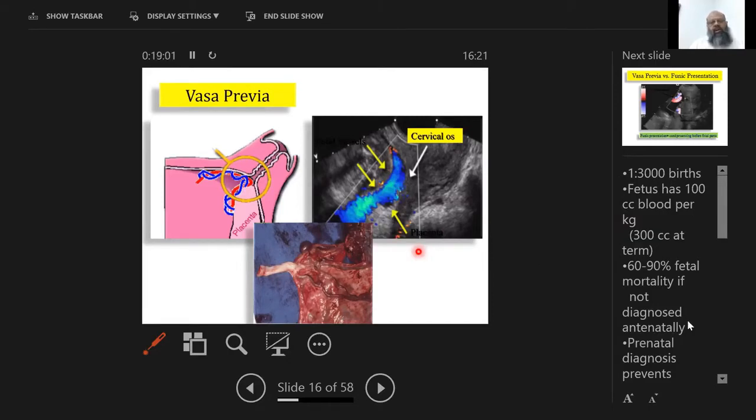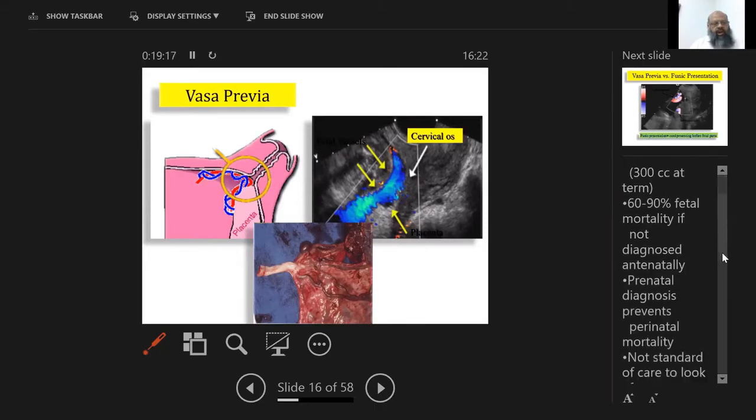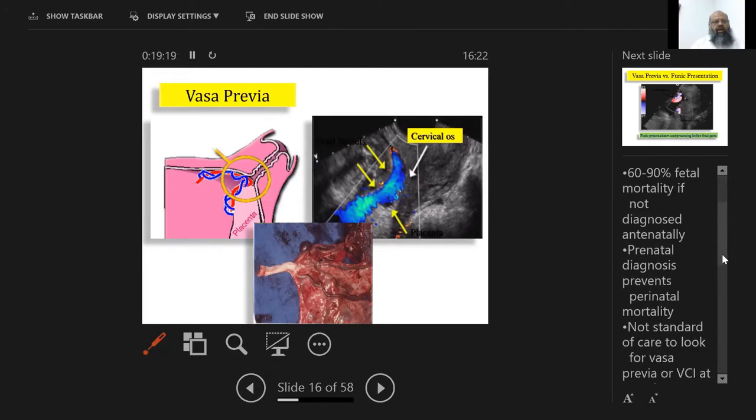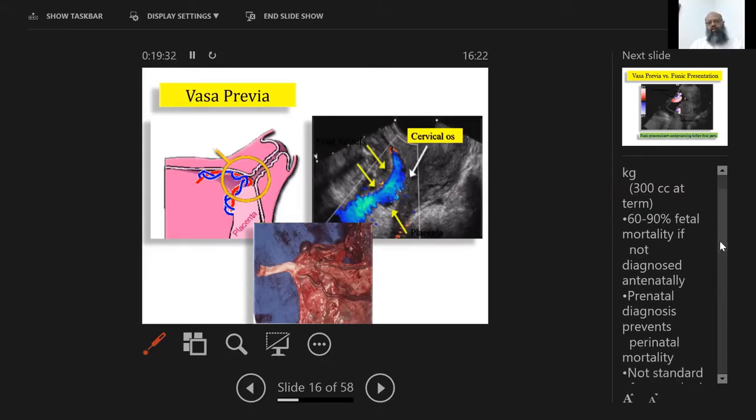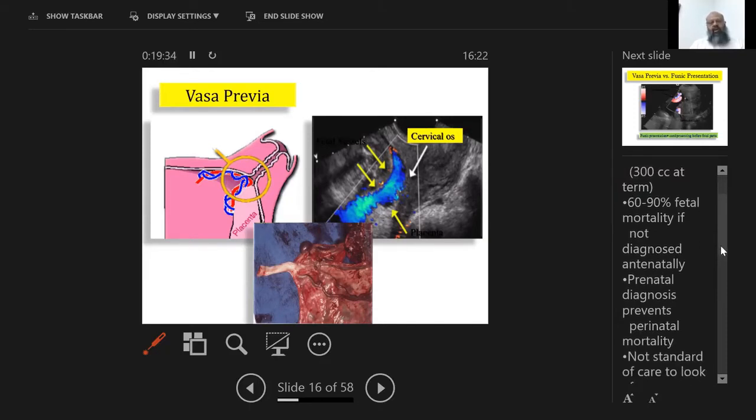Fetus has 100 cc blood per kg. So 300 cc at term. So 60 to 90% fetal mortality if not diagnosed antenatally. If we don't diagnose it antenatally, then 60 to 90% fetal mortality can occur. So therefore, it is very important because a lot of blood is there, 300 cc at term, in this presenting part. So that can cause a lot of damage to the fetus. And so we have to diagnose it earlier.